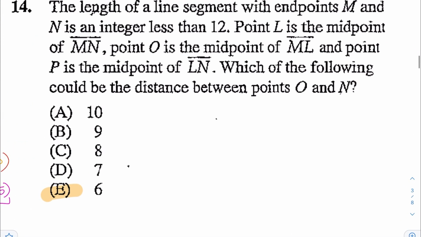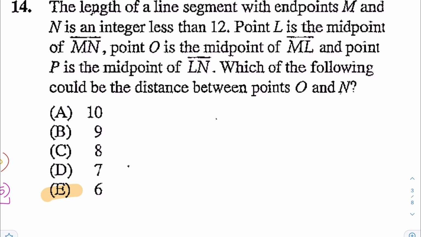All right, next for number 14, the length of a line segment with endpoints M and N is an integer less than 12. Point L is the midpoint of MN. Point O is the midpoint of ML, and point P is the midpoint of LN. Which of the following could be the distance between O and N?